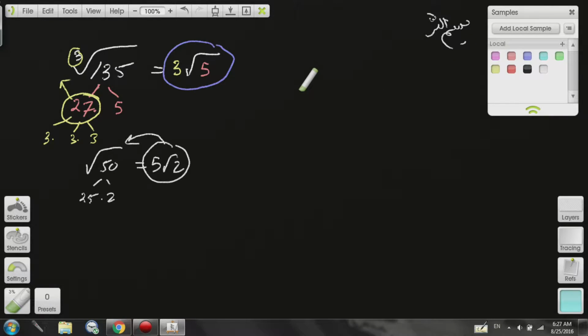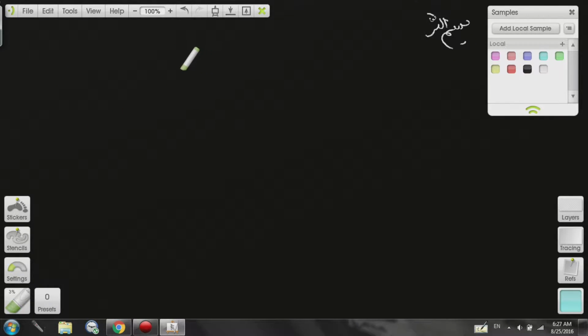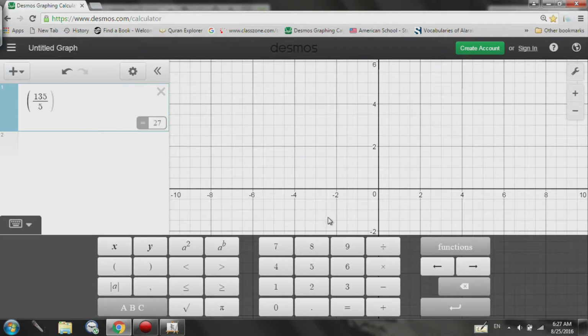Let's do this one. What's the cube root of 16? What number multiplied by itself 3 times gives you 16? Well, it's not going to be a nice, neat number, because 16 to the exponent of 1/3 is irrational. So the cube root of 16 is not a nice, neat number.